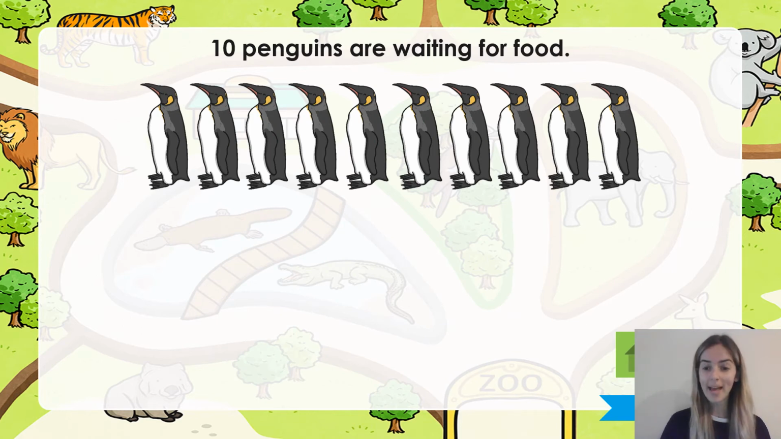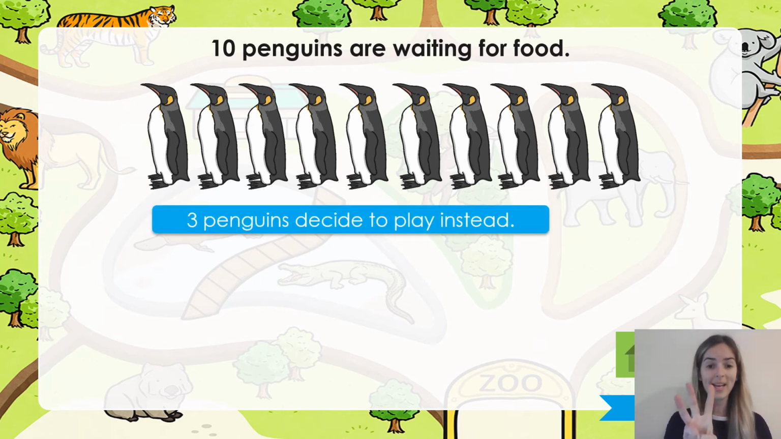Let's look at our penguins. There are 10 penguins waiting for food. 3 penguins decide to play instead. So I would like you to draw your 10 penguins. You can draw your circles on a piece of paper, and then we need to cross out 3 because 3 penguins decided to play. They didn't want to wait for food anymore. Okay, so pause the video and work out your problem and then come back.